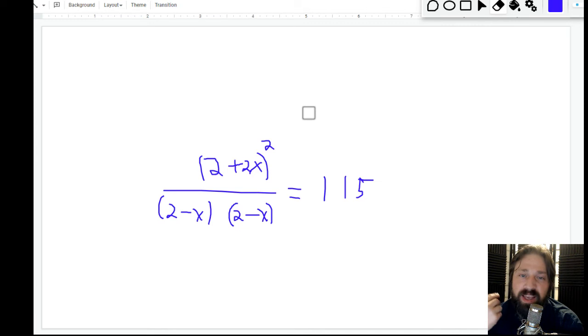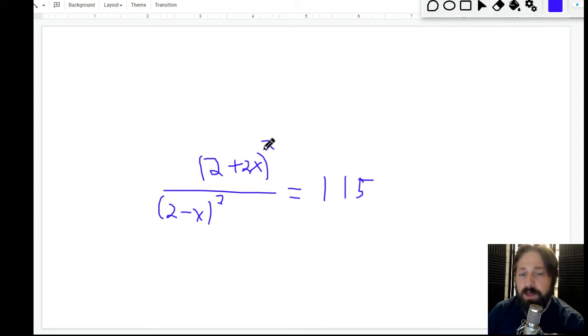So you have to remember how to FOIL and the quadratic equation and things like that in order to solve for x. So all those math skills that you've learned are going to come out in force right now. All right, so let's go through and solve this. Let's solve this for x. Now, the first thing I want you to realize is that 2 minus x times 2 minus x is just another way of writing 2 minus x squared.